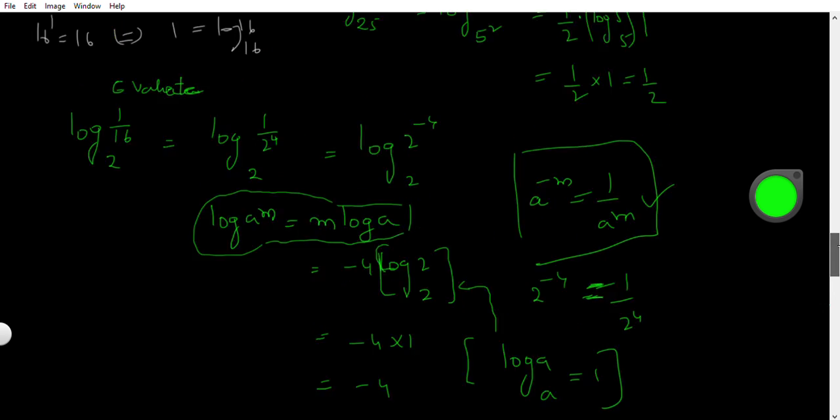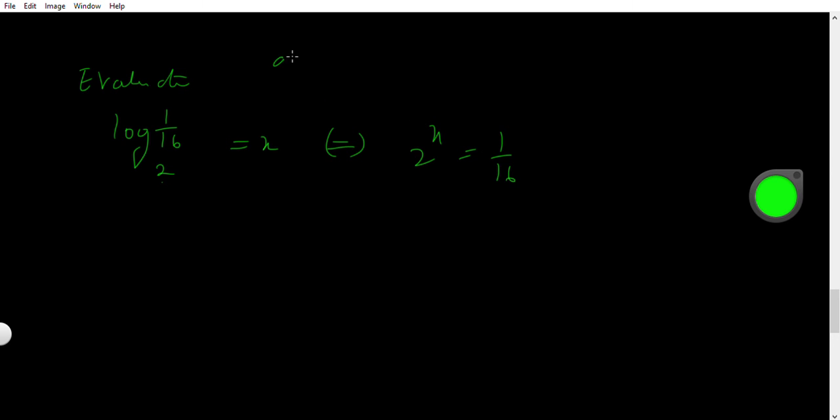I will tell you how to do that one also. If we take the same problem, evaluate logarithm of 1 by 16 to the base 2, say some x. This is the power now, this is the base. By the definition of logarithm, this is my base, and my power x is equal to 1 by 16. Keep in mind a to the power of x is equal to n if and only if power is equal to logarithm of n to the base a.